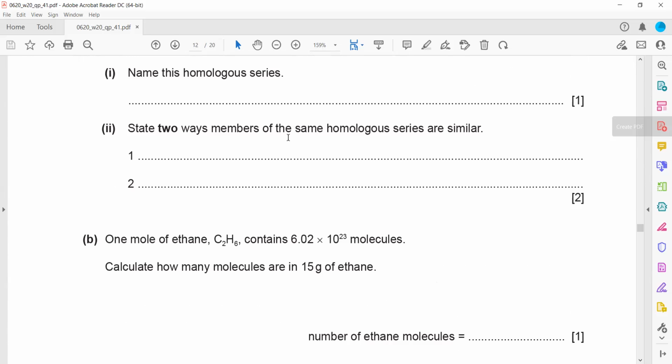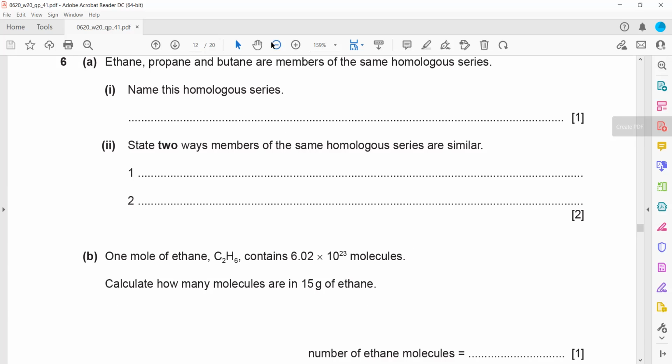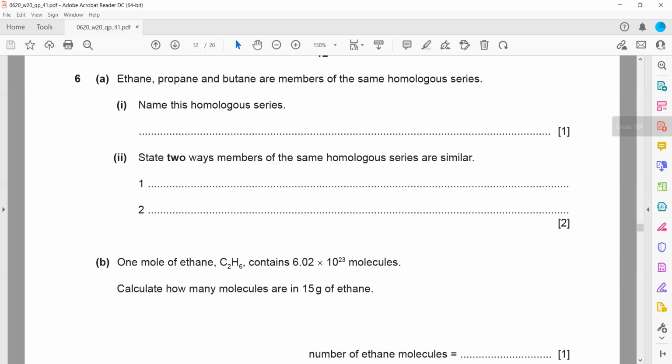Okay. In this question, question number 6, ethane, propane, butane are members of the same homologous series. Name this homologous series, like what we call ethane, propane, butane, which series they belong to. As you can see, the name is ending in -ane. So which series do methane, ethane, propane, butane belong to? They belong to alkane.